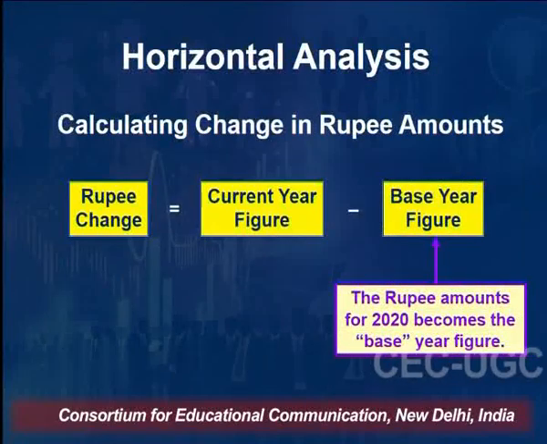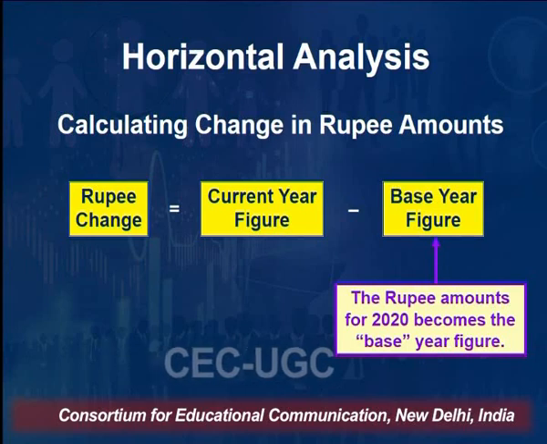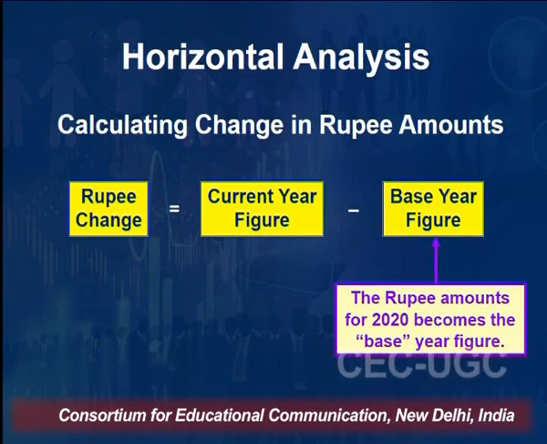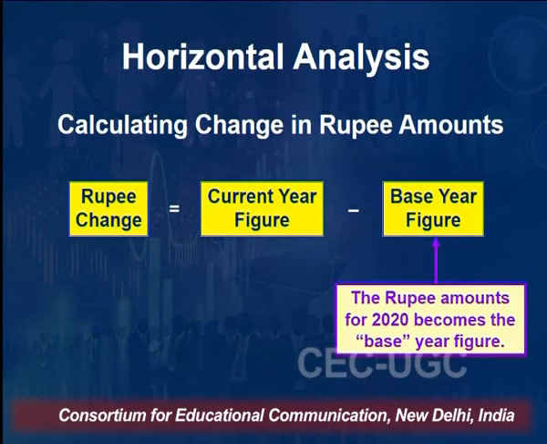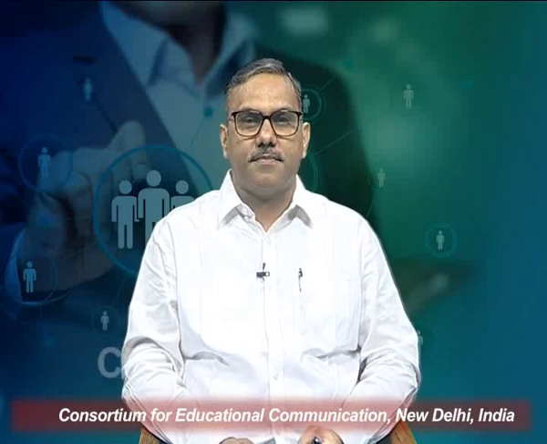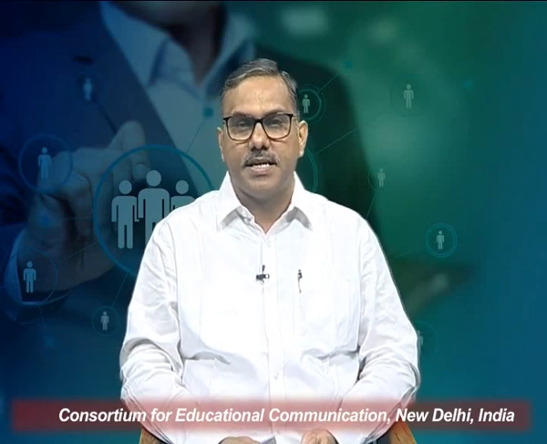So what we do here, first we have to calculate change in rupee amounts, and for that the way is very simple. You have to take the current year figure and subtract the base year figure from it to arrive at the change. The change may be positive or negative. So the rupee amount for 2020 becomes the base year figure. Here it is 2021. So the older period is supposed to become the base, and the subsequent period is supposed to be the current year. Current year means the year for which we are conducting this analysis.